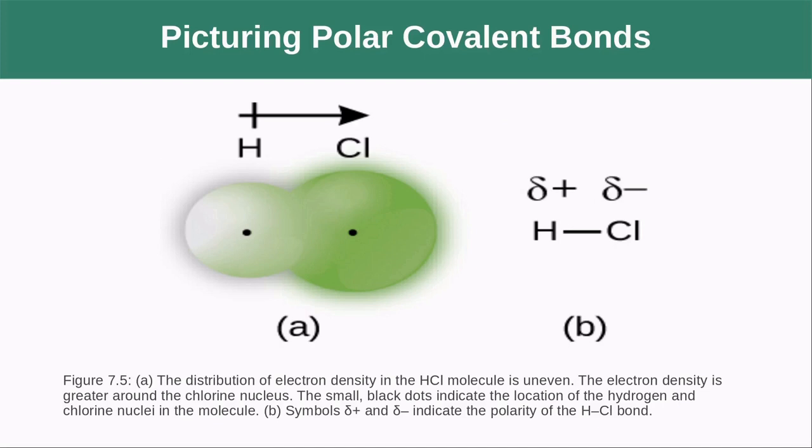So let's see how we're going to write that out. Here we have an example of HCl. Hydrogen is less electronegative than chlorine. And we can see we have a partial positive charge on the hydrogen and a partial negative charge on the chlorine. This here is indicating that there is a push of electrons towards chlorine. This is what is known as a dipole.